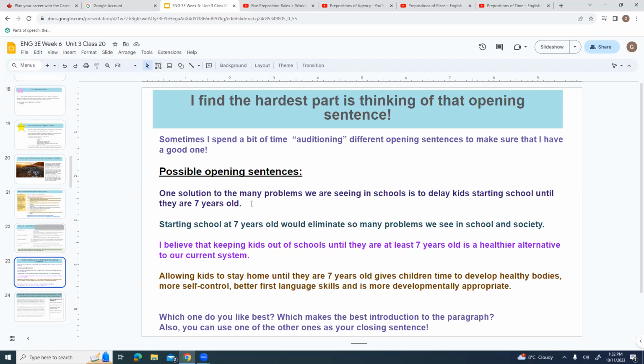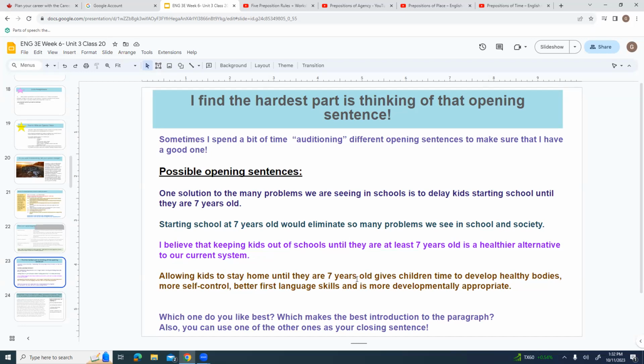One solution to the many problems we are seeing in schools is to delay kids starting school until they are 7 years old. That's okay. Starting school at 7 years old would eliminate so many problems we see in school and society. Well, a bit vague, but maybe. I believe that keeping kids out of school until they are at least 7 years old is a healthier alternative to our current system. I do like that one.